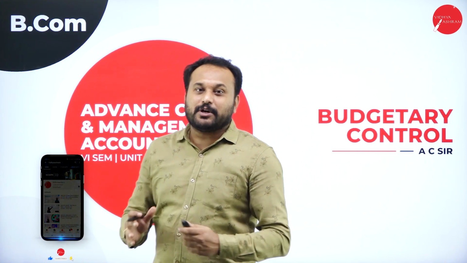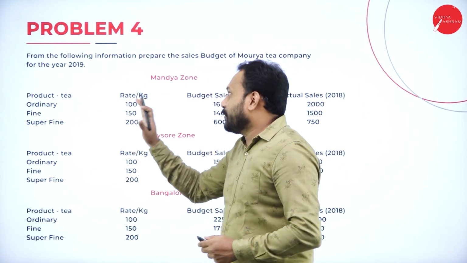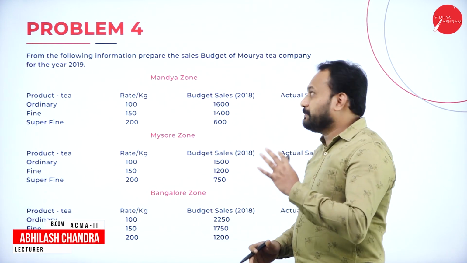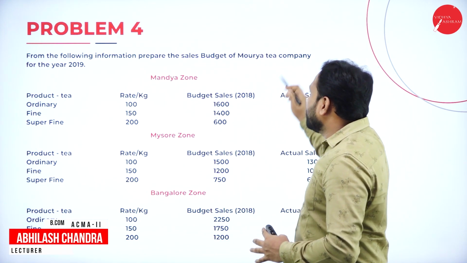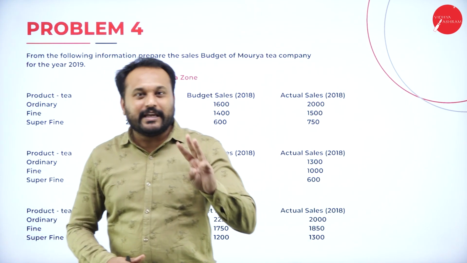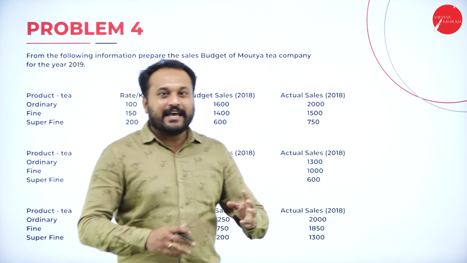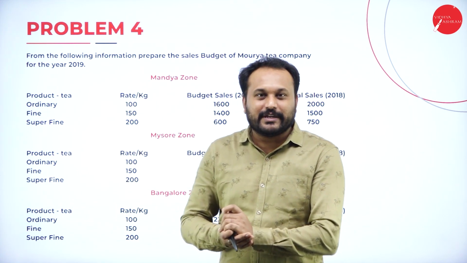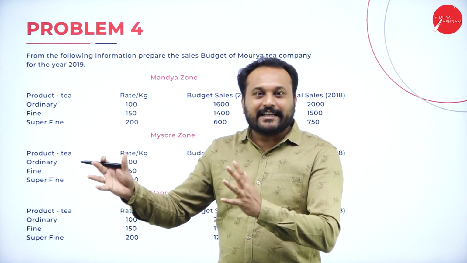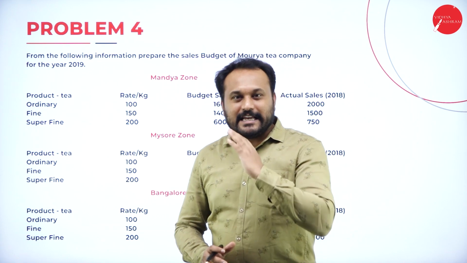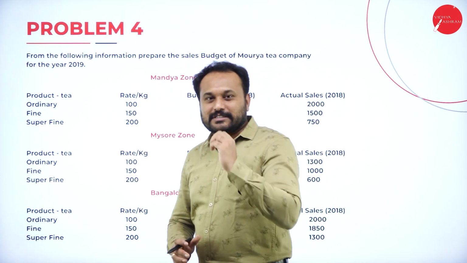The 9th session is where I'm going to teach you about the toughest problem of the sales budget, and the toughest problem is all here. The fourth problem is: from the following information, prepare the sales budget of Maurya Tea Company for the year 2019. There are 3 sales divisions and 3 products in each division. So we have a lot of entries to be written, but let me tell you, this is not the toughest, it's the easiest problem. Let's go step by step.